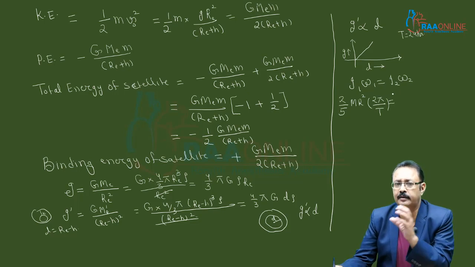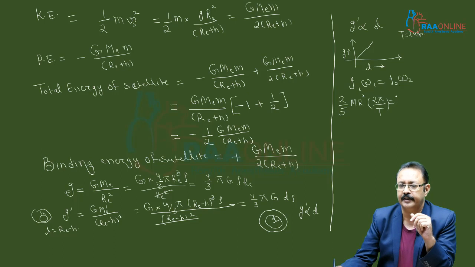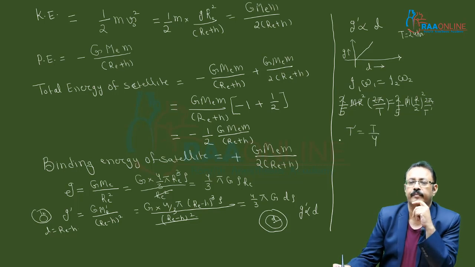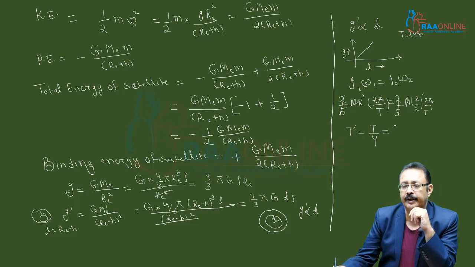I2, Earth shrinks to half of its radius. So moment of inertia means 2/5 m (r/2)². Omega 2 means 2 pi by T dash. What are we observing? Cancel m with m, r² with r², 2 pi with 2 pi. What we are getting? T dash is equal to T by 4. T was 24 hours. So now T dash is 6 hours.